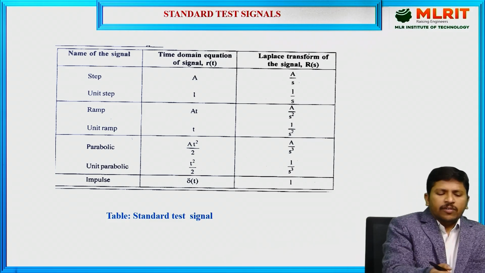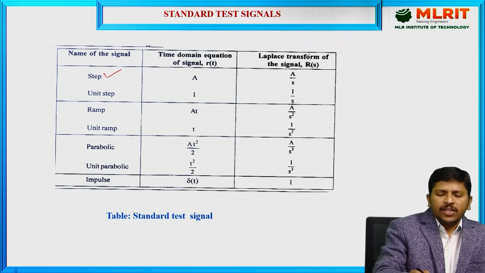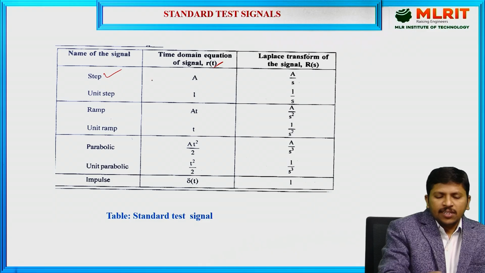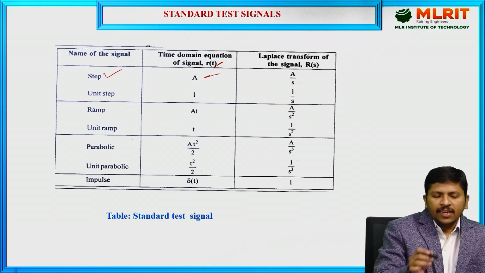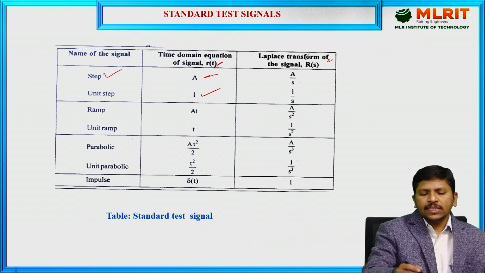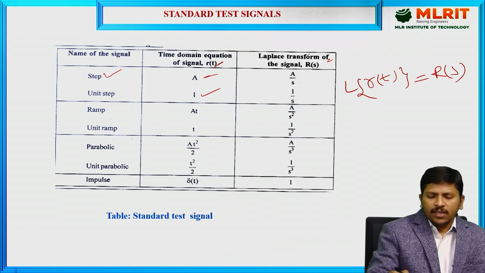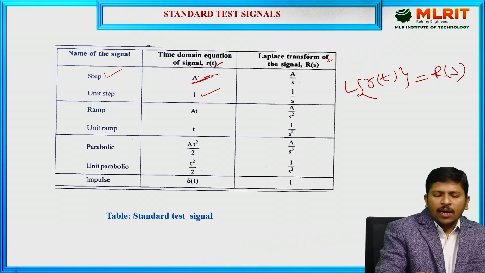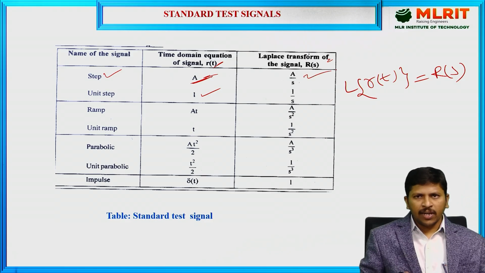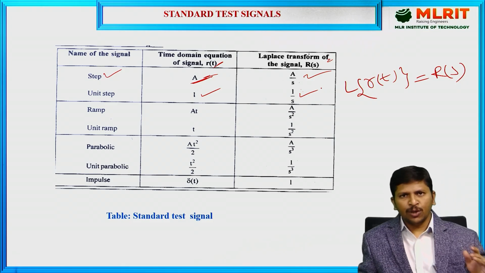Here, observe the step signal. The time domain equation of the step signal r of t is the input, where A is there. For a unit step, A equals 1, so we get 1. After applying the Laplace transform to the signal r of t, the Laplace of r of t equals R of s. Applying the Laplace transform to A, we get A by s, so 1 divided by s is the Laplace transform of the input signal r of t.